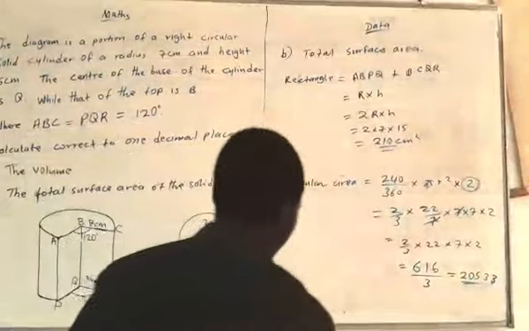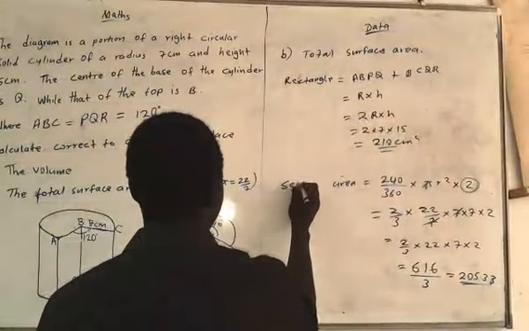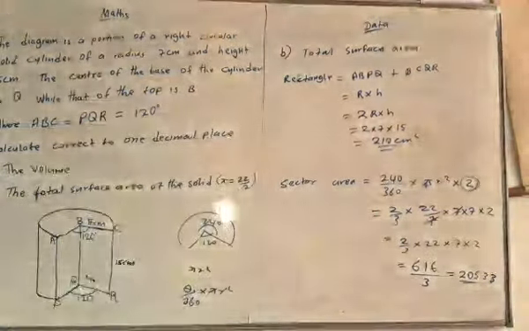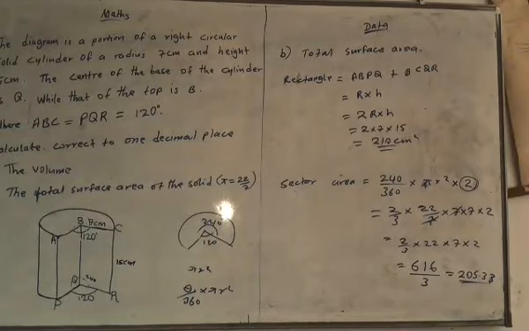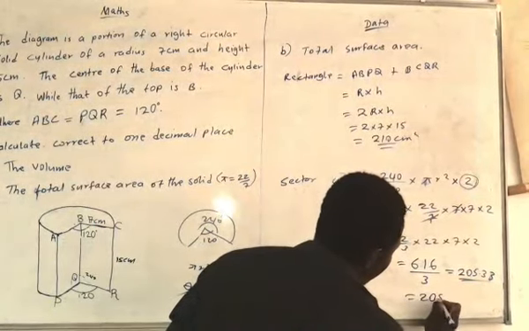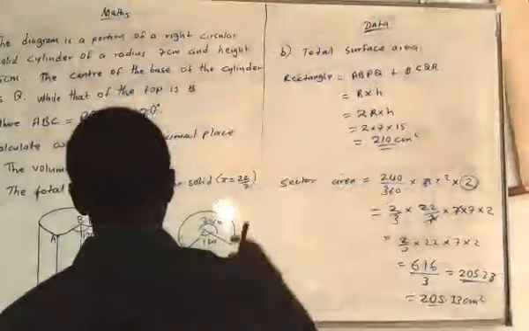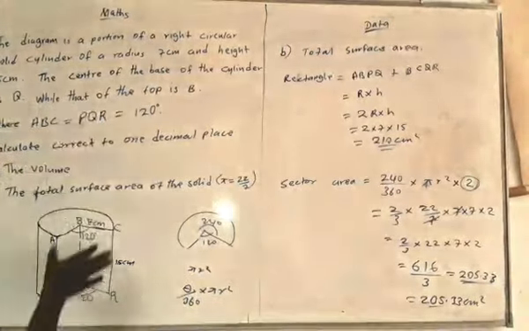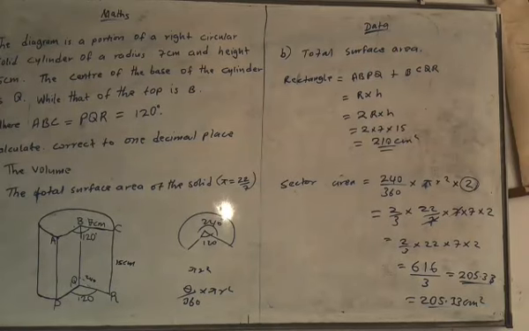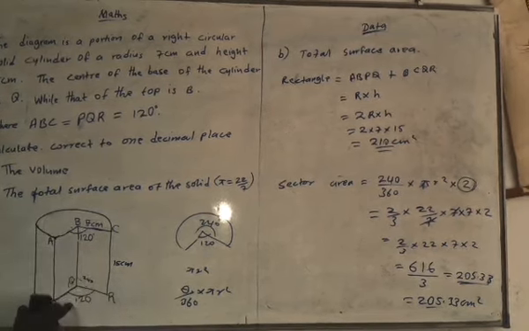So that will give us a final answer of 205.33 centimeter squared. So this is the area of the sector. Instead of a circle, it's a sector because it's no more a circle. Okay, let me clean up here to find the curved area, because we have a rectangle, two sectors, and a curved area.